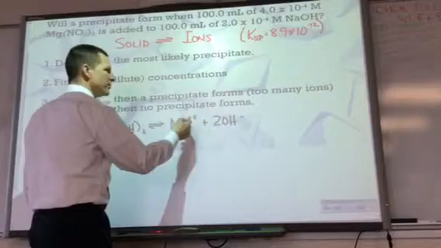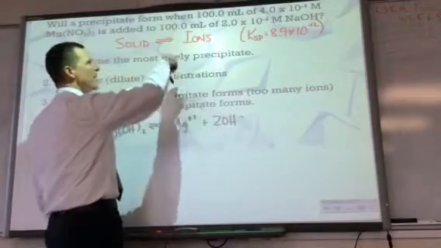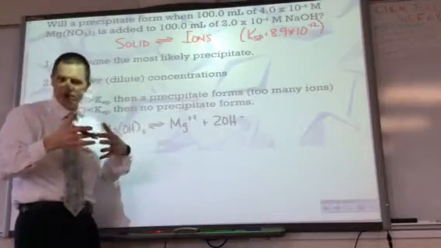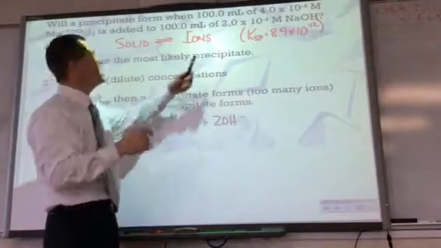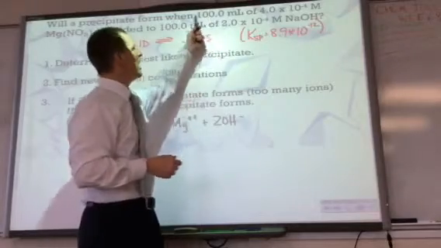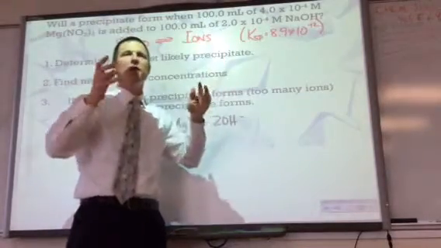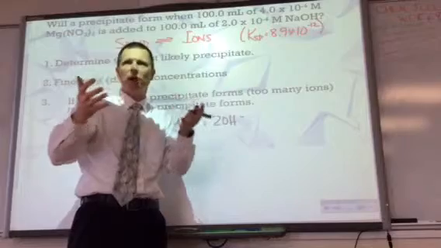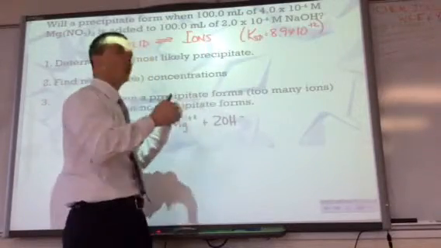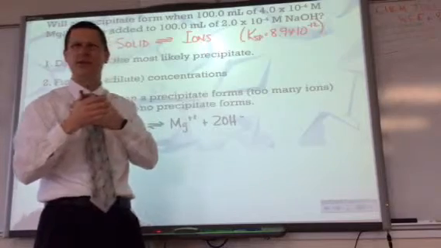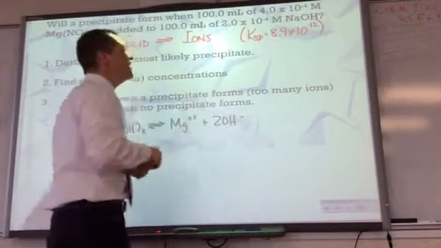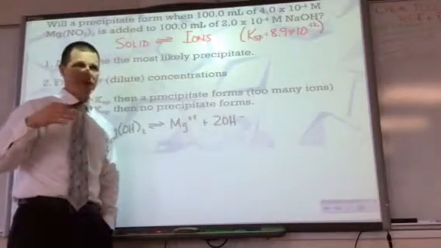The concentrations of magnesium and hydroxide, don't just copy them down from what you're given above. Remember, we have solutions that became diluted when we mixed the two together. What's nice about this problem is we have the same volume of both solutions. It's 100 milliliters of both, so both solutions wind up doubling their volume, going from 100 to 200, and their concentration gets cut in half.